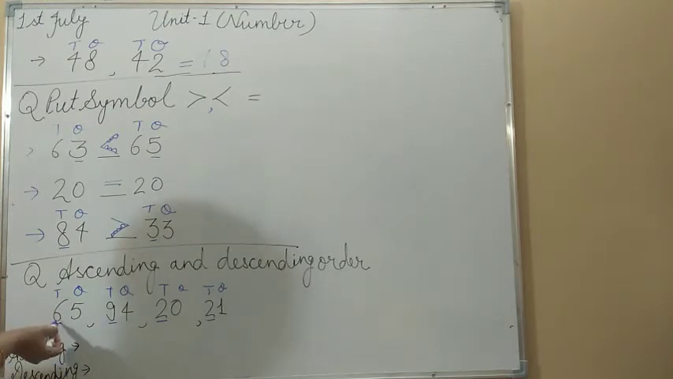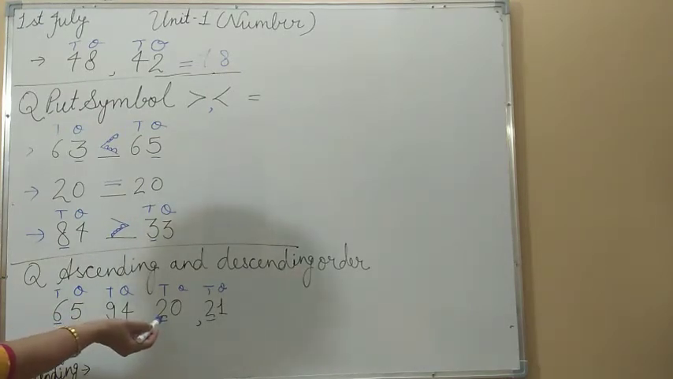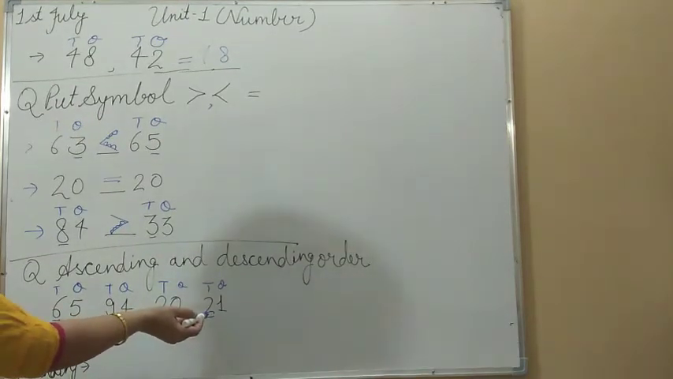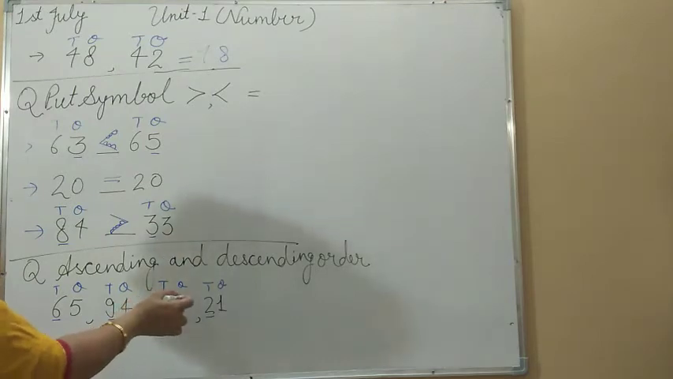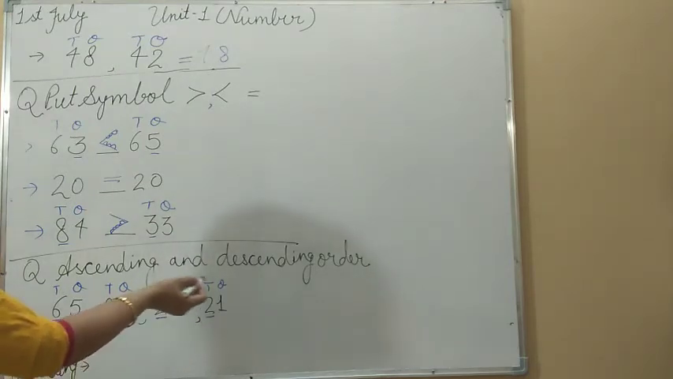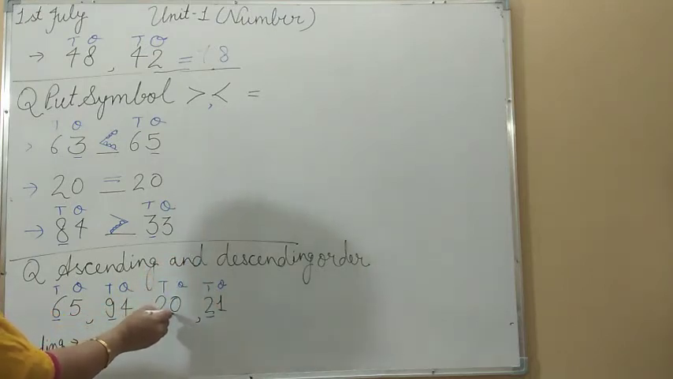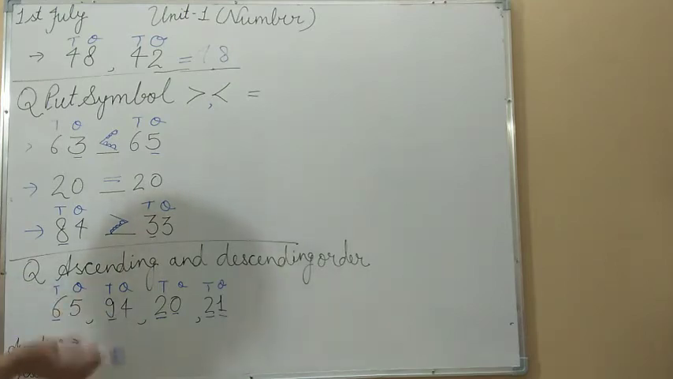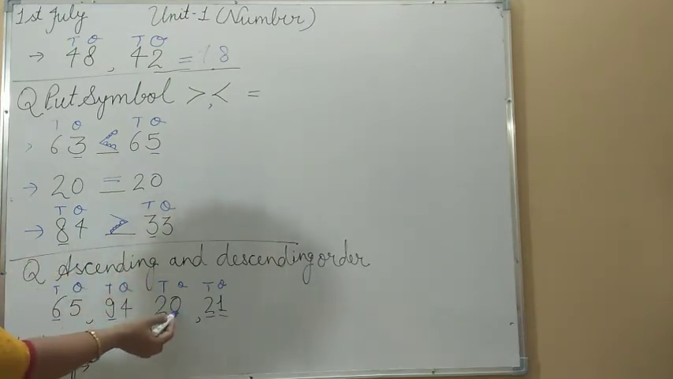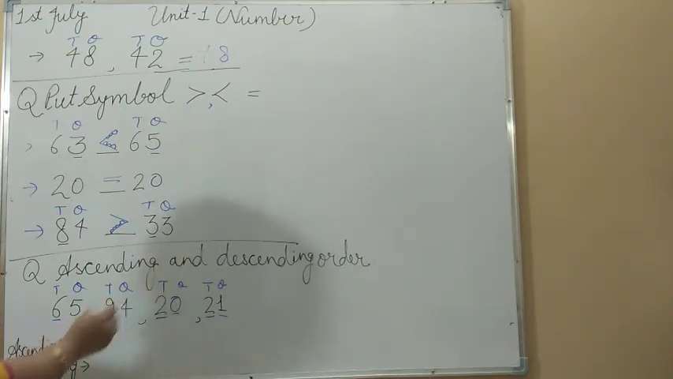So 6 is small? No. 9? No. 2? Okay. And this again 2 is here. Now we have to compare both numbers. Though both have the same tens place numbers, now we will compare their ones place number. So 0 is small or 1 is small? 0 means nothing and 1 means one value. It means 0 is the smaller number. So we will write here 20.